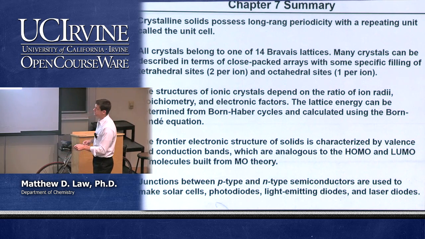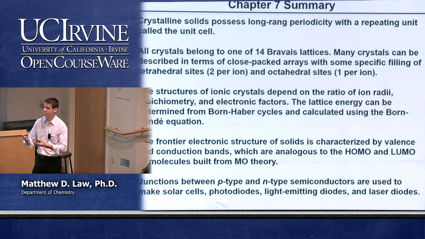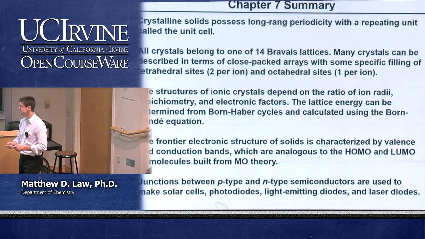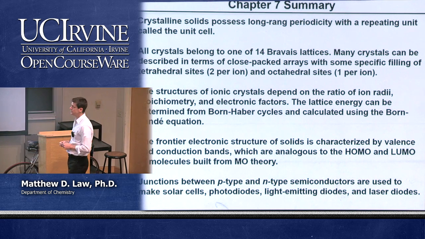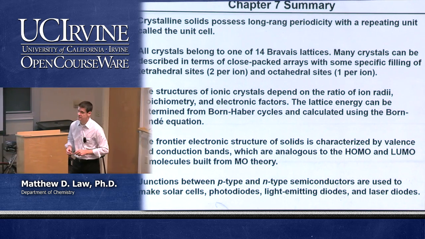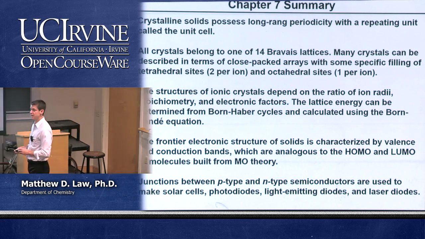Electronic structure depends on the frontier orbitals, right? These are mixes of lots of different molecular, atomic orbitals making molecular orbitals that go into bands. Okay? These are the same as what we see in the molecular cases. And we showed that junctions between p-type and n-type materials can be used to make a whole different variety of technologies, solar cells, light-emitting diodes, etc.